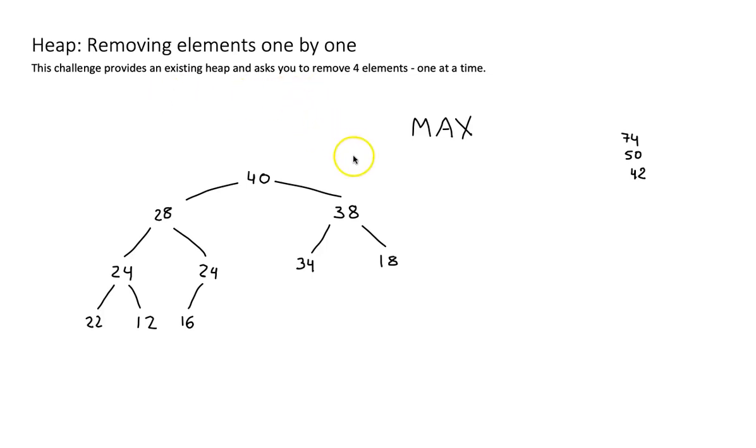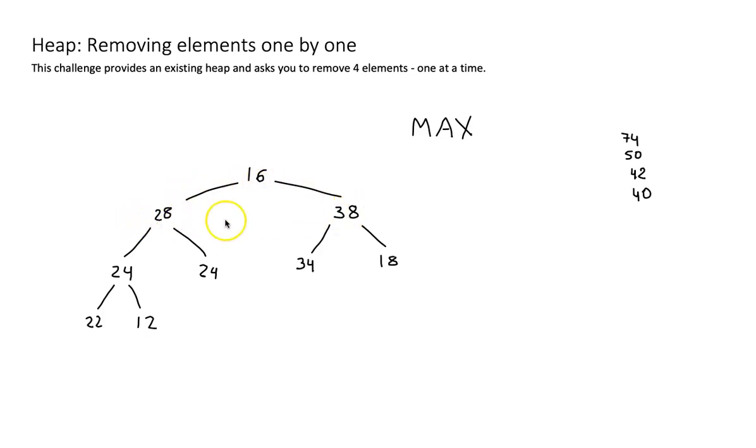So at this point, I'm going to remove the last element. We always remove the root. This is 40, and I am going to remove 40. I bring up my last element, that is 16. So 16 comes up, and we have the requirement fulfilled that the tree is now complete, but 16 is not greater or equal to the children.